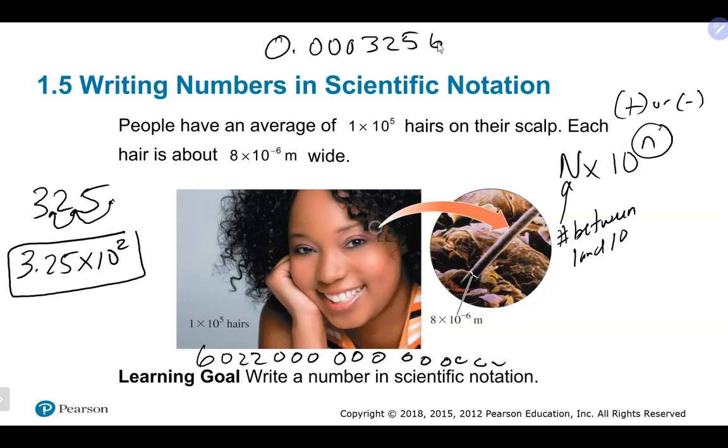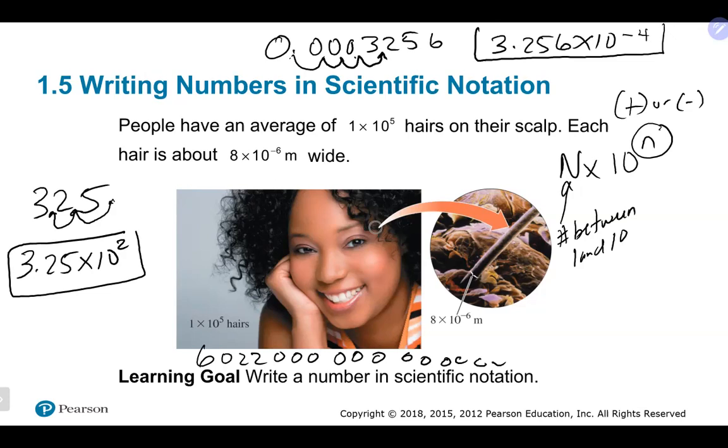0.00032556, the decimal point is here, I've got to go one place. That is not between 1 and 10. That's not between 1 and 10. That's not between 1 and 10. Finally, when I get to here, that is now going to be a number between 1 and 10. That would be 3.256 times 10 to the, moved it 1, 2, 3, 4 places, -4. Negative because it's a small number and I had to move the decimal place to the right.